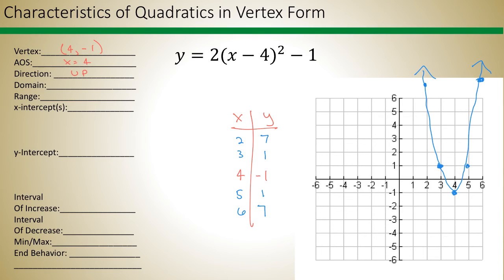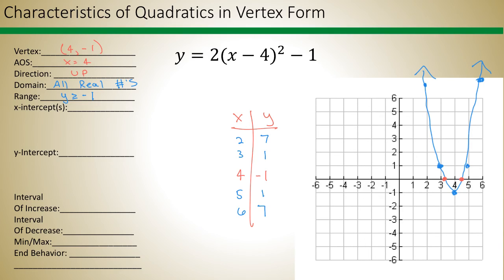Okay, so our domain is going to be all real numbers. Range, the lowest y value is negative 1, so I could say that y is greater than or equal to negative 1. X-intercepts. We see that there are 2 x-intercepts, but we don't know exactly where they are. We actually have to solve for those.